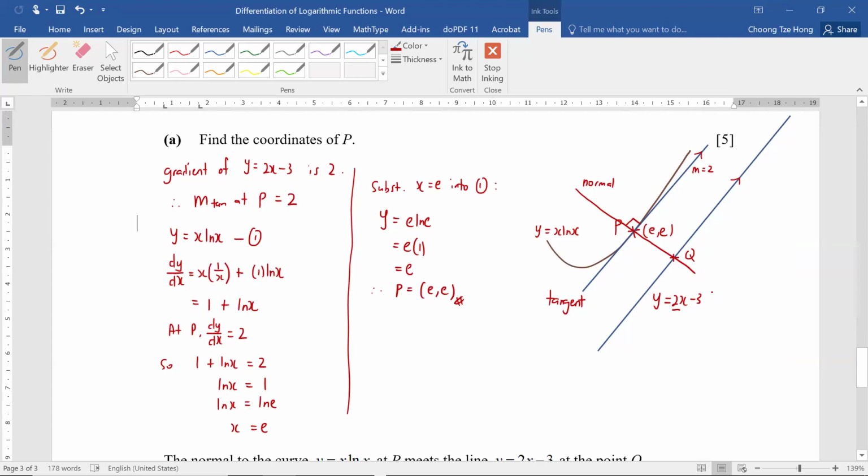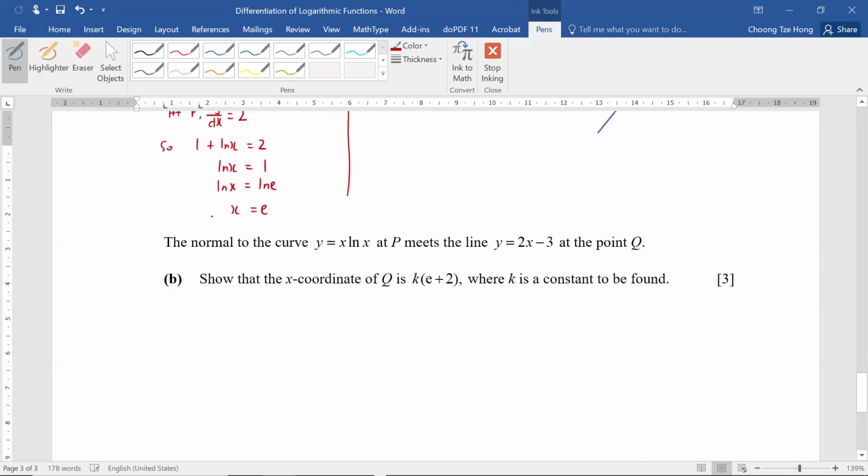Whenever you want to find the coordinates of the intersection between two lines, what we're going to do is solve simultaneously. We're going to solve the equations simultaneously. But in order to do that, we need to first find the equation of the normal. The normal is perpendicular to a tangent, which means that we can find the gradient of the normal easily.